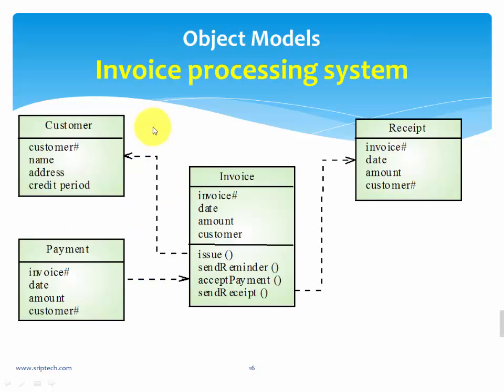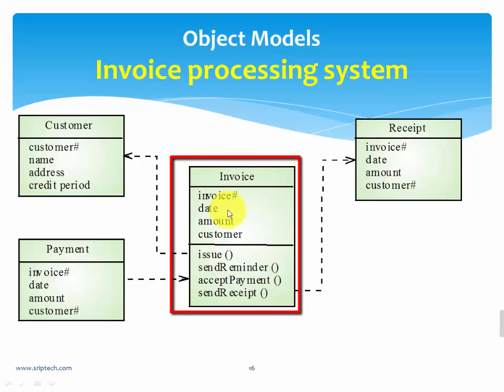Now have a look at this particular object model. It is of a case study called invoice processing system. Now this is an invoice object. As I told you, an object will have two sections which are very prominent. The one is called the property section or the attribute section. The second one is called the functionality section or the method section.